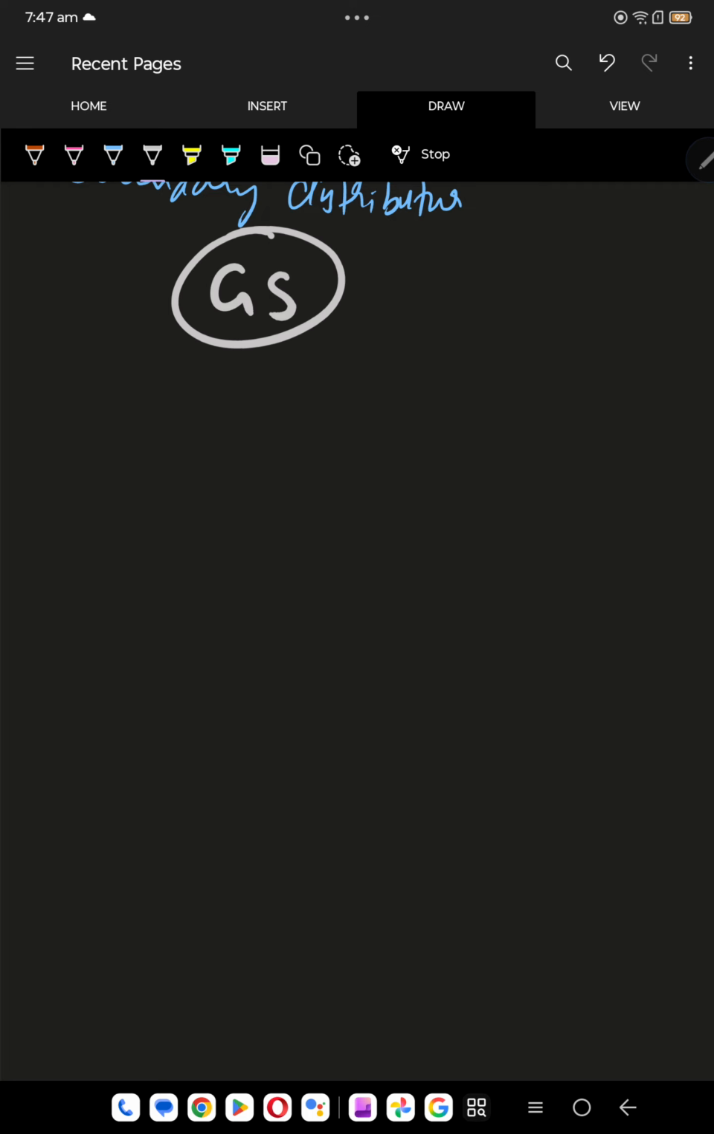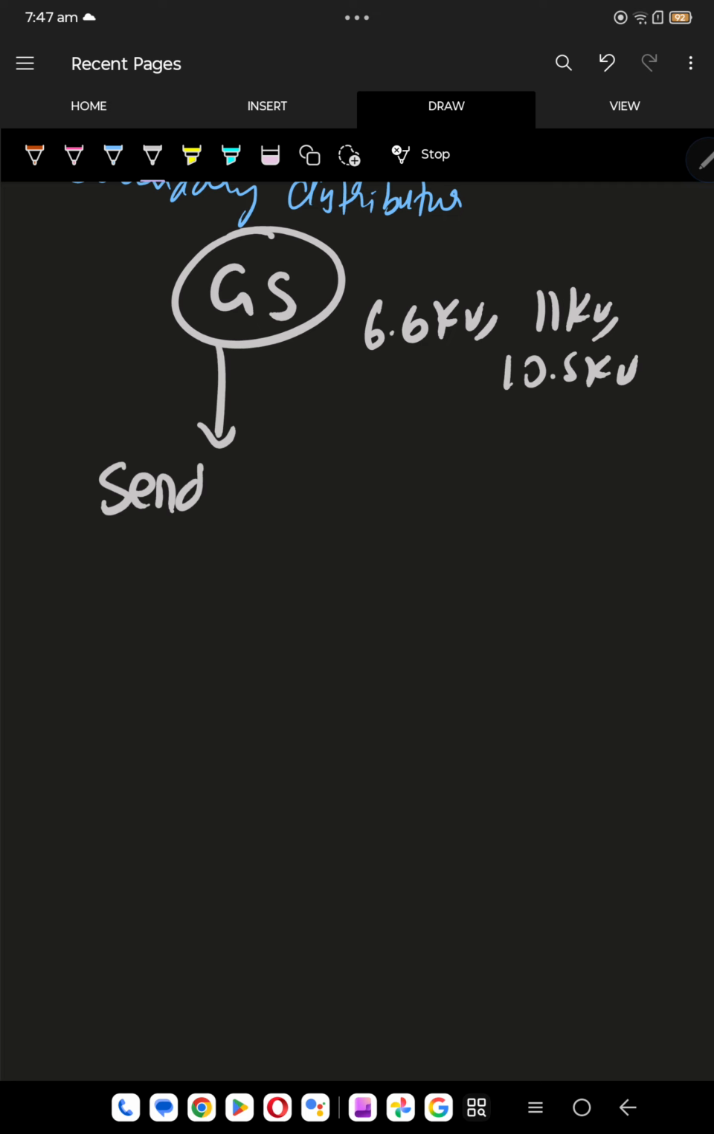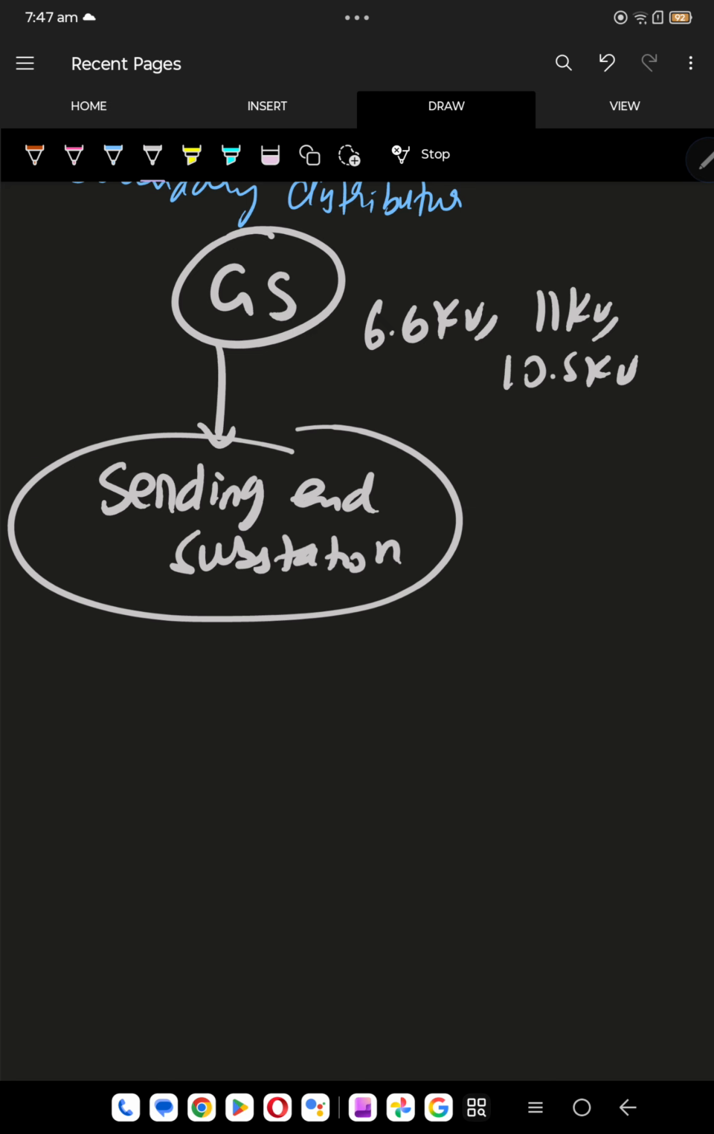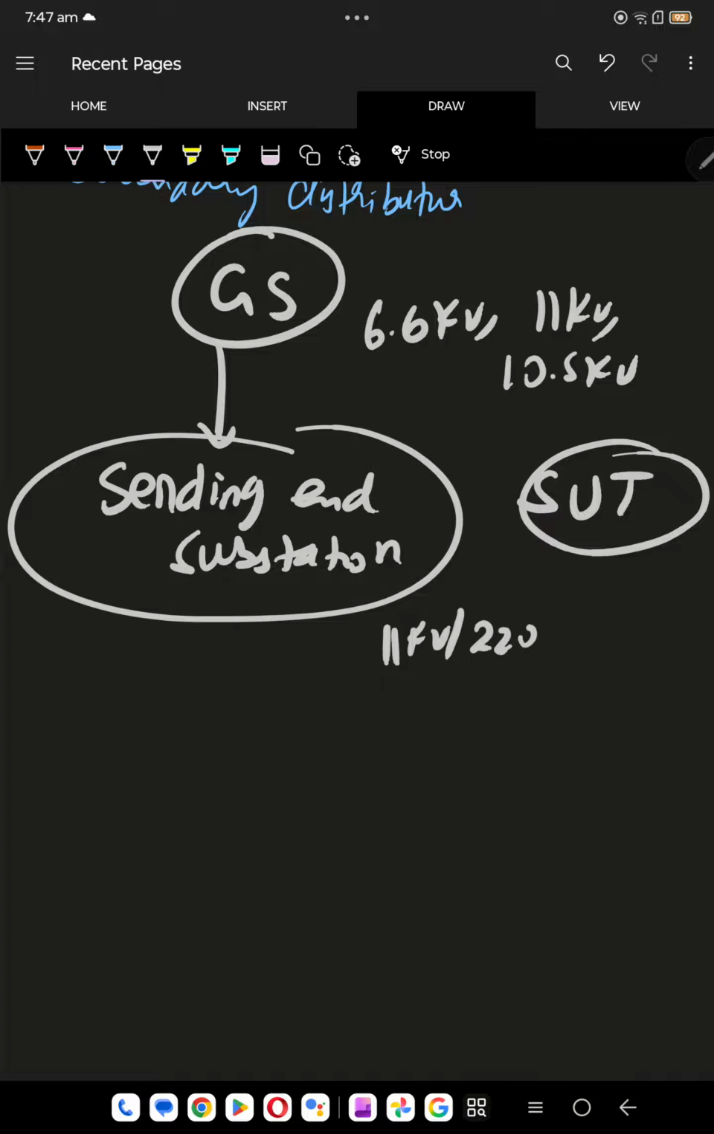That's it. I'll just brief you once again. First we had generating stations, which gave us a voltage of 6.6 kilovolt or 11 kilovolt or 10.5 kilovolt. This was going to the sending end substation. Here a step up transformer was used. I have given you the reasons: reduce I square R losses. For the generating station, mechanical energy to electrical energy, if it's 3-phase AC, then a synchronous generator, all that I have told. With the step up transformer, the 11 kilovolt is going to become 220 kilovolt or 132 kilovolt or 110 kilovolt.